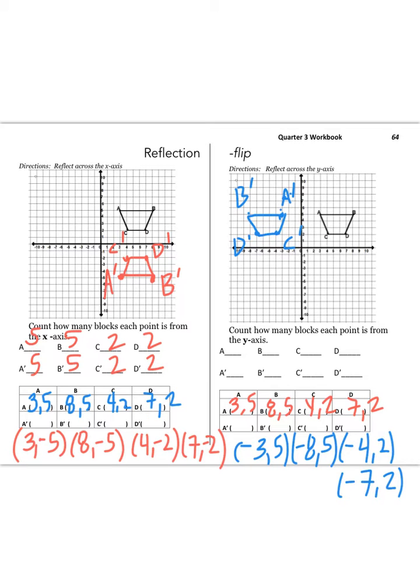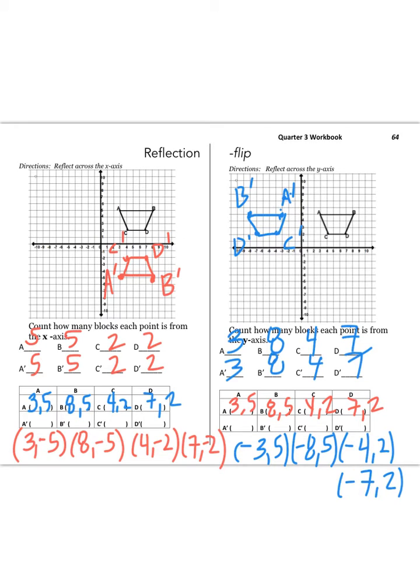Okay, so check and make sure that yours matches up. So A prime is negative 3, 5, B prime is negative 8, 5, C prime is negative 4, 2, then D prime is negative 7, 2. How many units from the y-axis? A is 3, A prime is also 3, B is 8, B prime is also 8, C is 4, C prime is also 4, and finally D and D prime are 7 units away.